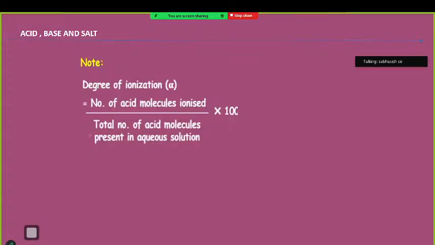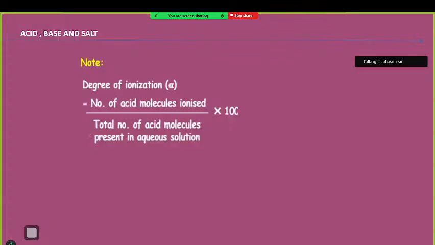Now, if you want to compare the acidic character of different acids, then it is not sufficient to consider them as strong acid and weak acid. When a particular acid dissociates totally or near about totally, then that acid or base should be termed as strong acid or base. But other acids or bases which are not totally dissociated should be termed as weak.